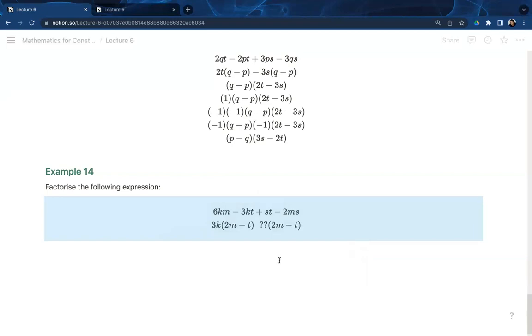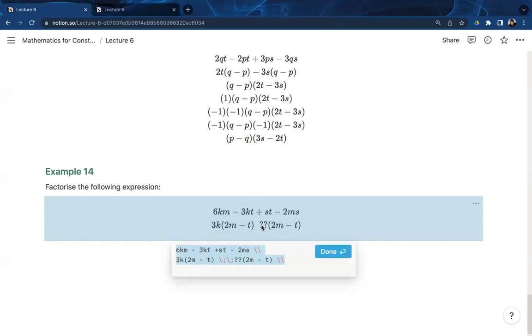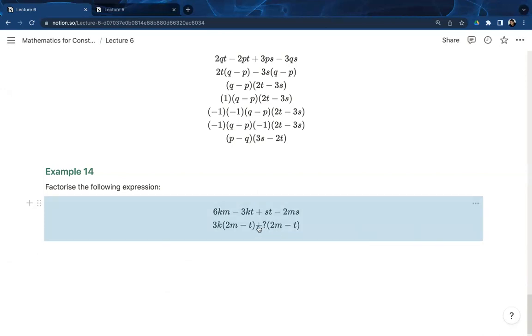So I need a positive ST. But what do I have? I have a negative T. So this can't be positive here, because if this is positive, positive by a negative is a negative. I need a positive. So this has to be minus. Furthermore, I need an S by T, but all I have is a T. So I kind of need an S there.